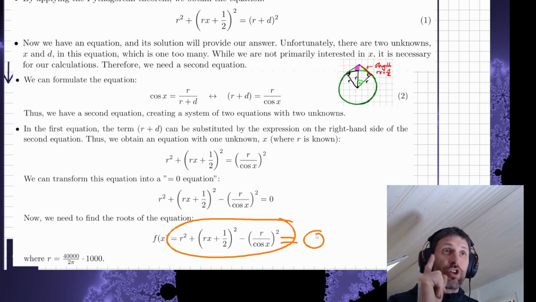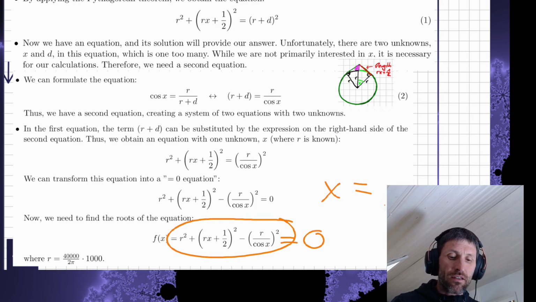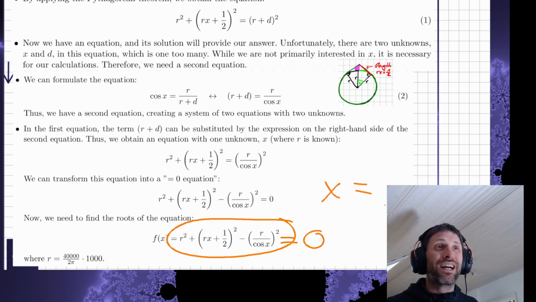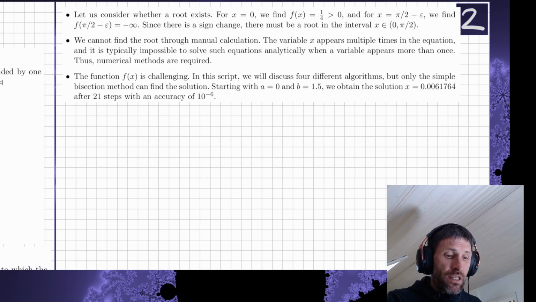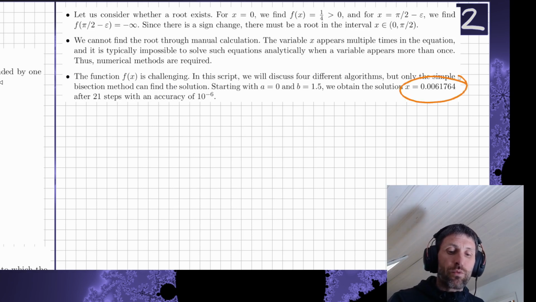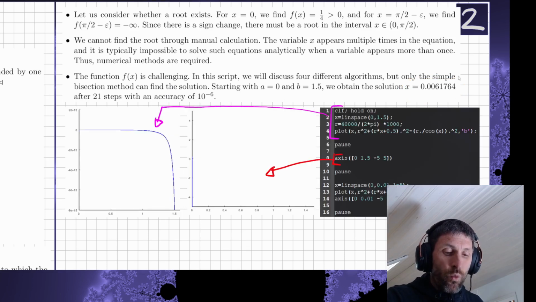X is the unknown and it shows up twice, and it's impossible to eliminate one x. So ending with an equation x is impossible because we can't get rid of one x, whatever we might do. Okay, so this is a challenging equation, and we will discuss some algorithms, and applying these algorithms we will find x is equal to 0.00617664.